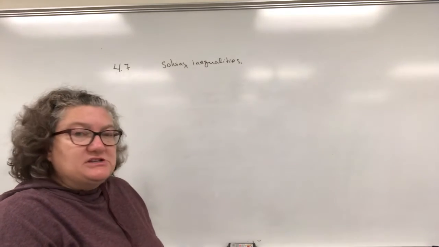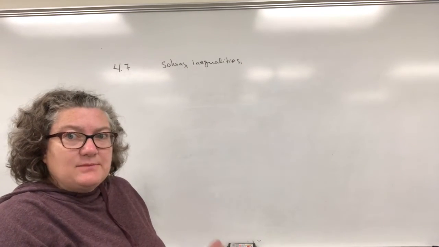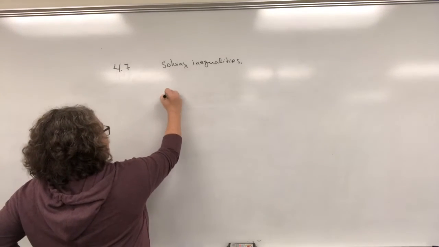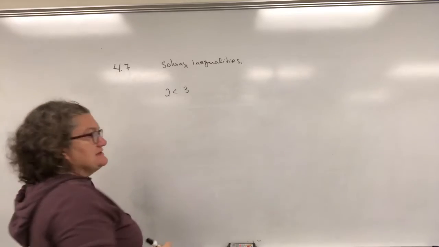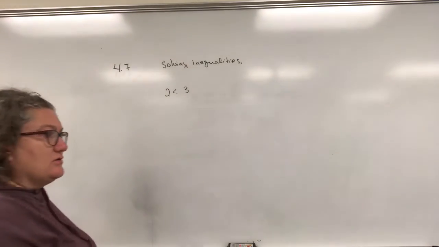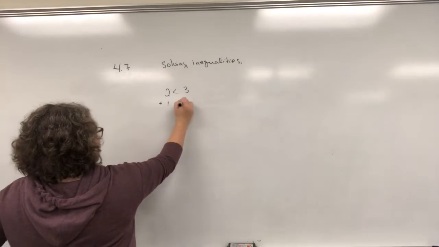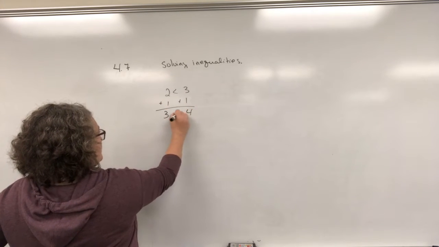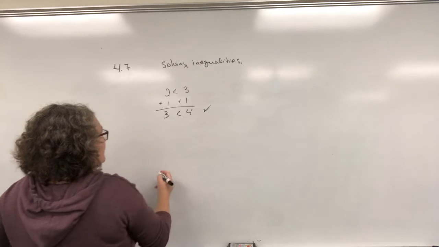Remember, when we solve equations, it tells us that we can add the same number to both sides and it still maintains the same answer. The same with this. So let's start with something like 2 is less than 3. That's a true statement. If I wanted to add 1 to both sides, is this still going to be a true statement? Well, 3 and 4, 3 is less than 4, so that is a true statement.